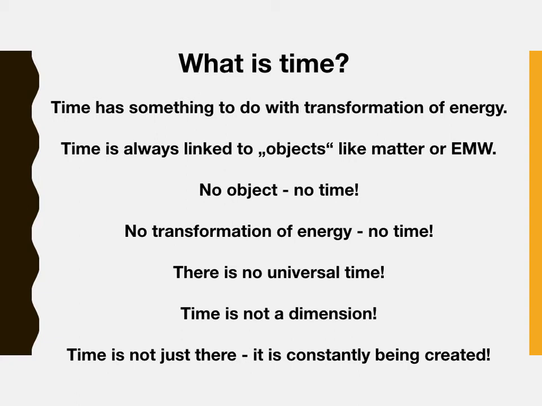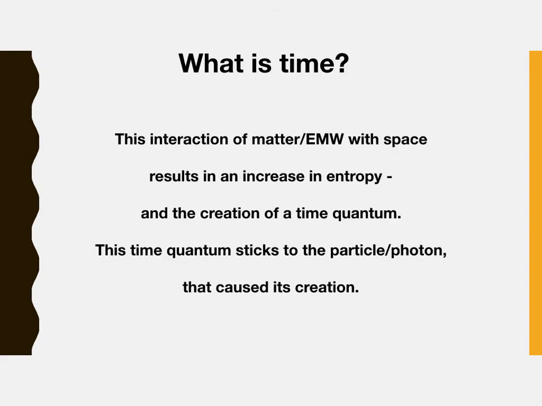There is no universal time. Time is not a dimension. Time is not just there, it is constantly being created. Every interaction of a particle of matter or a photon with space units results in an increase in entropy and the creation of a time quantum. This time quantum sticks to the particle or photon that caused its creation.